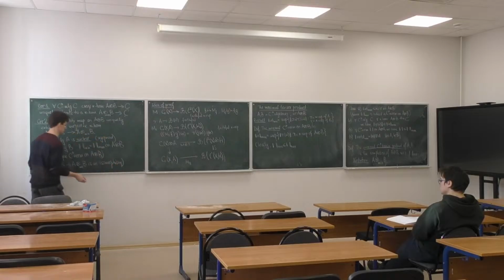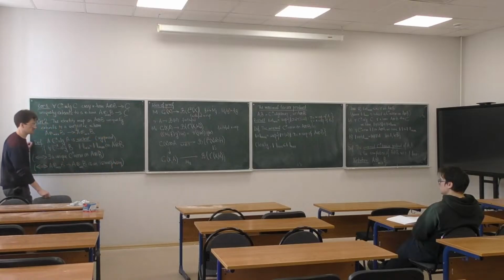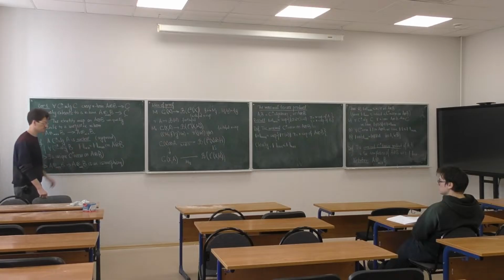Well, indeed, if the norms are the same, then clearly this is an isomorphism. And conversely, if it is an isomorphism, then it is isometric, because this is an isomorphism between C-star algebras, and so the norms are the same.